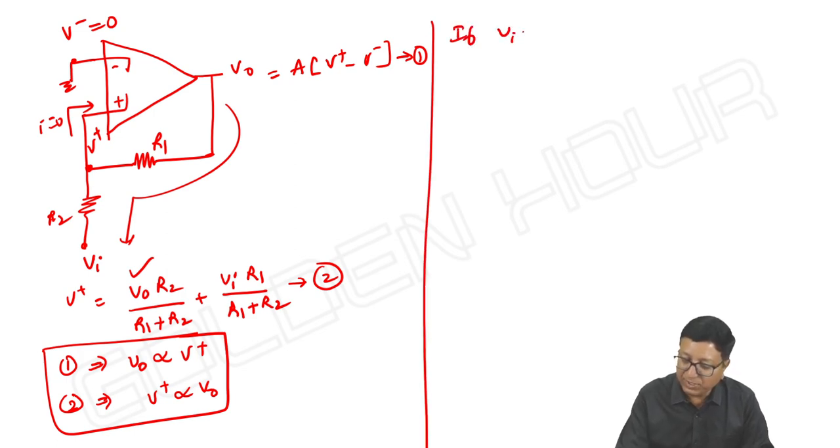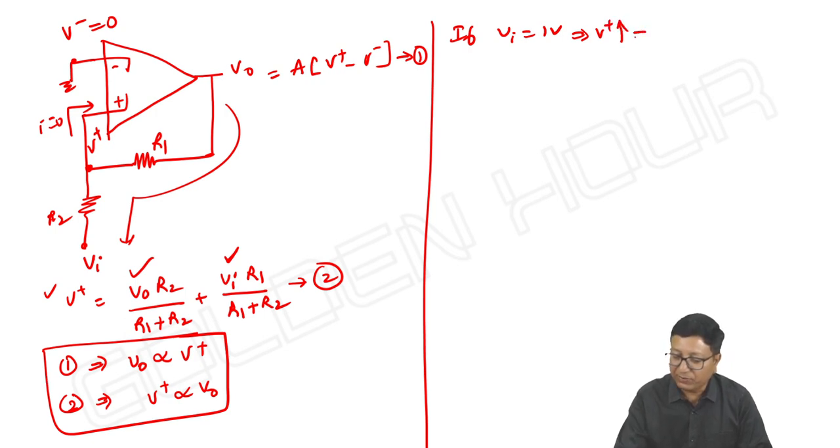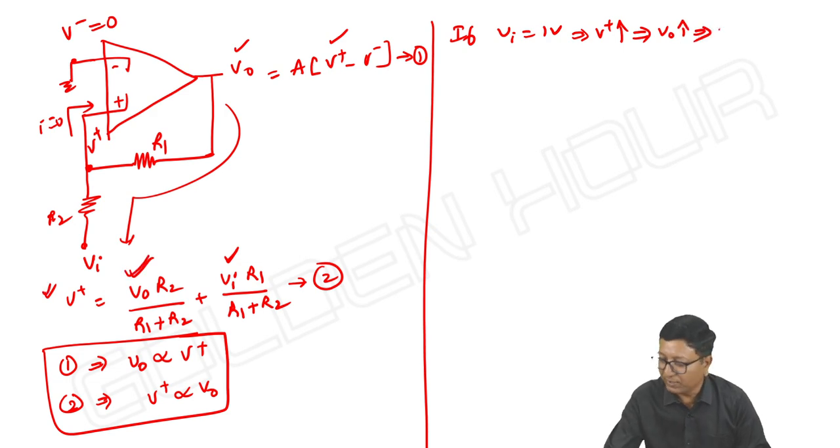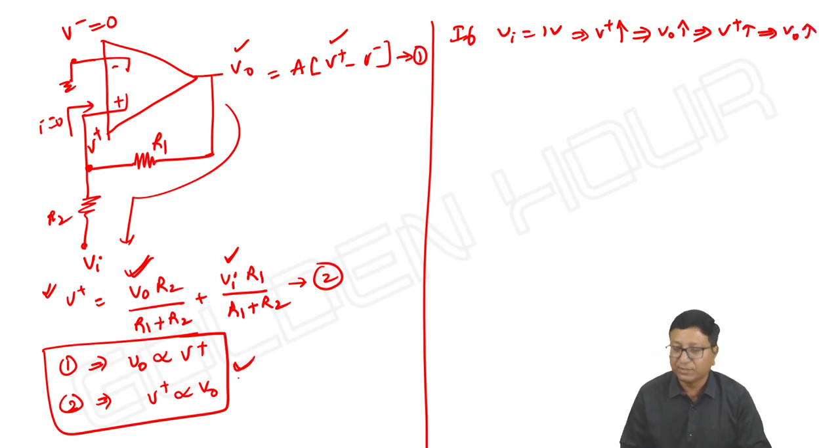If my input is equal to 1 volt, I am giving some positive input. As V input is increasing, V plus will increase. V plus increases, so definitely V output will increase. If V output increases, V plus will increase. Again, V plus increases, V output will increase. Anyway, this is not changing now. Wherever you apply input doesn't matter, but V output and V plus are proportional to each other.